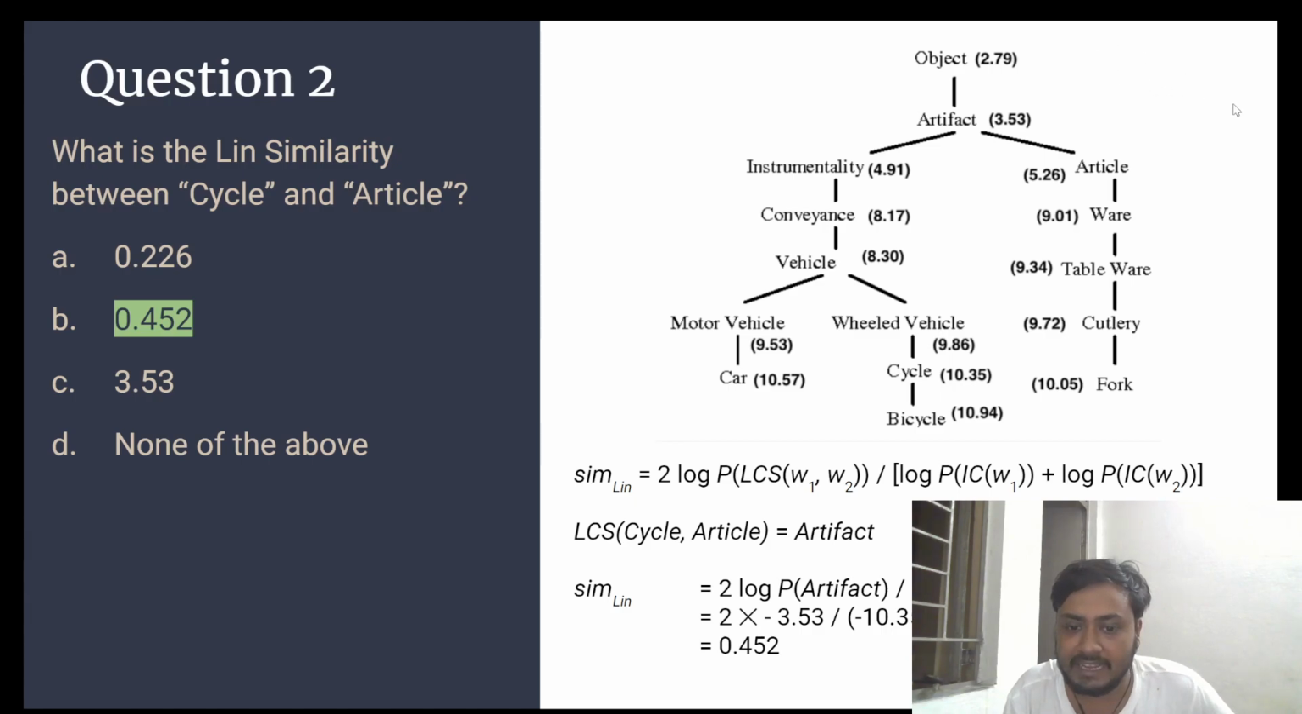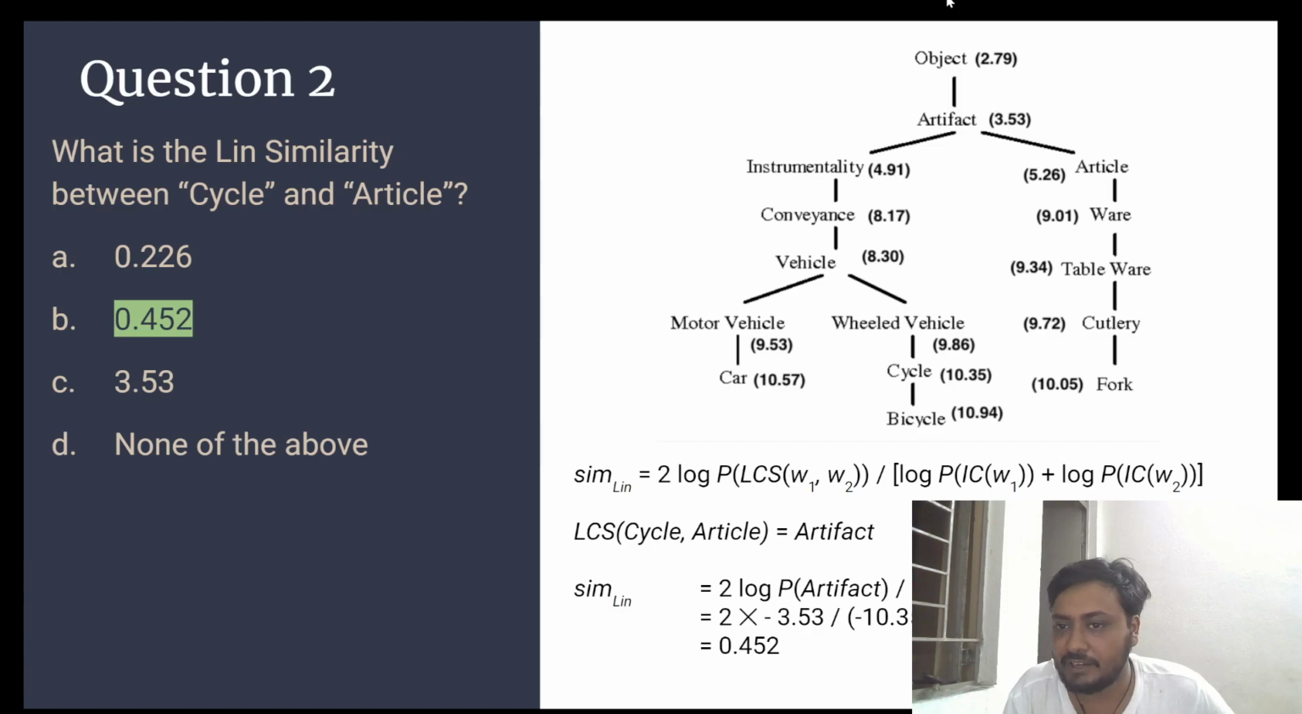First, the LCS. Here we are doing between cycle and artifact. Cycle is over here and artifact is over here. Obviously the LCS is artifact, because that is the lowest point in the tree which is common to both article and cycle. Cycle belongs to the left hand side branch, and article is in the right hand side branch.